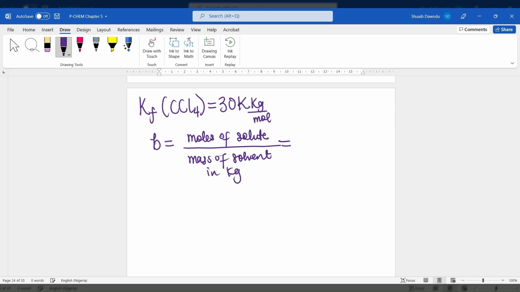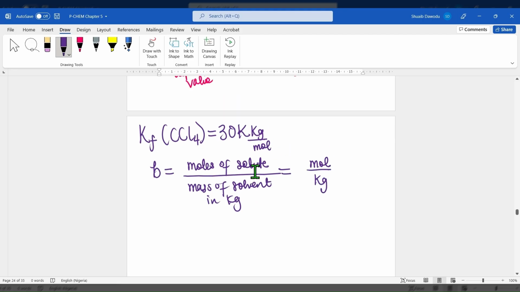So this is back to general chemistry. Molality is moles of solute divided by mass of solvent in kilograms. So usually the units for molality is just mole per kilogram. That's very important for you to note.